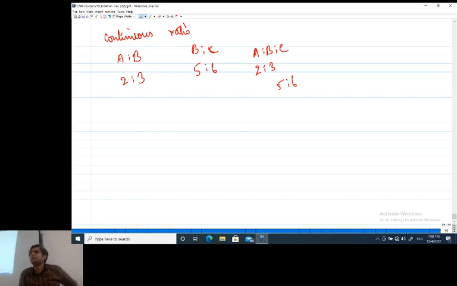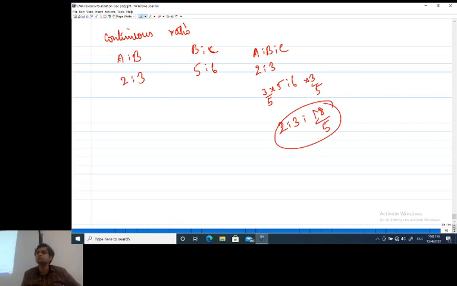So should we convert 3 to 5, or 5 to 3? Converting 3 to 5 means divide by 5 into 3. So the rule of ratio says when you multiply a constant on one side, do the same on the other side also. So multiplying by 3 by 5, what do you get? You get 2 is to 3 is to 18 by 5. This A is to B is to C is called a continuous ratio. When there are more than two variables compared with each other, they form a continuous ratio.